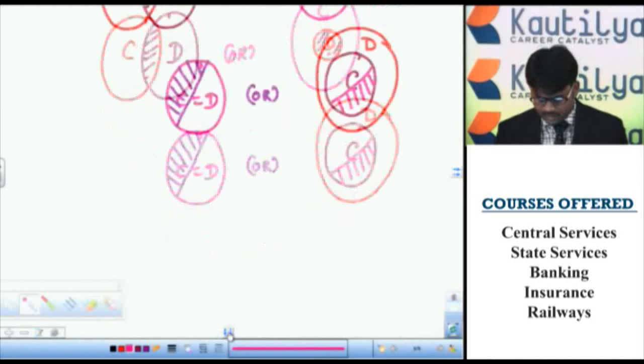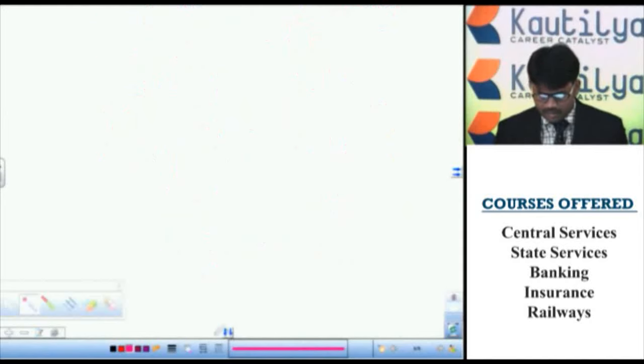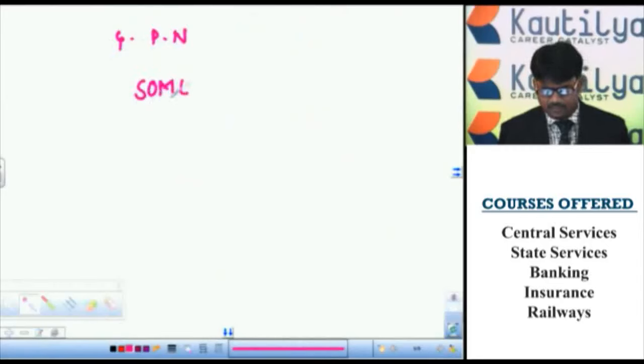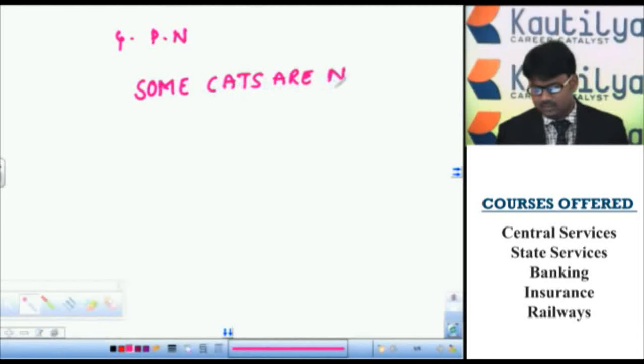Finally, we take the particular negative statement. The particular negative statement can be written as: some cats are not pets. Some cats are not pets.